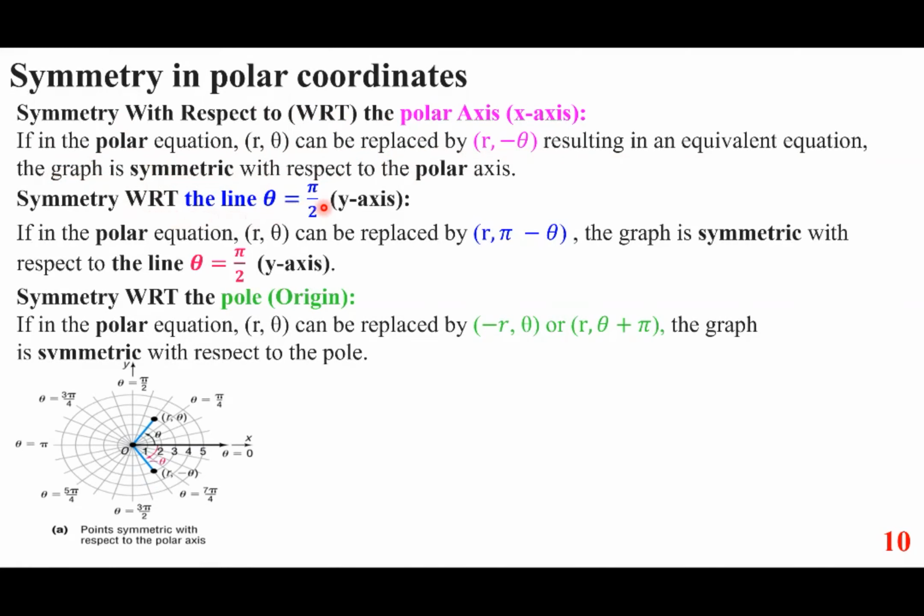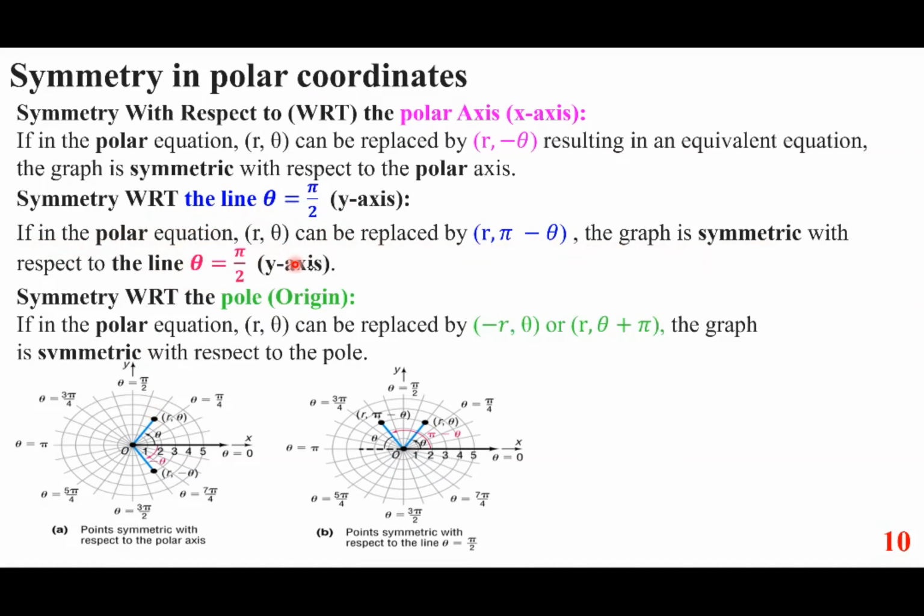Symmetry with respect to the line theta equals pi over 2. Theta equals pi over 2 in essence is the y-axis, if you will. If in the polar equation (r, theta), it can be replaced by (r, pi minus theta), the graph is symmetric with respect to the line theta equals pi over 2, essentially the y-axis.